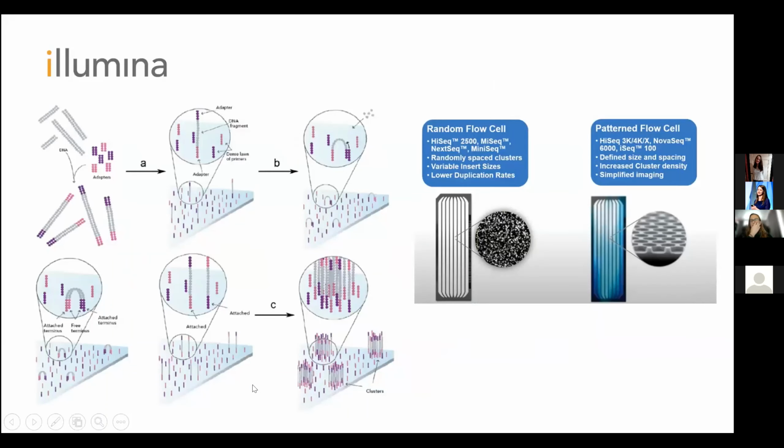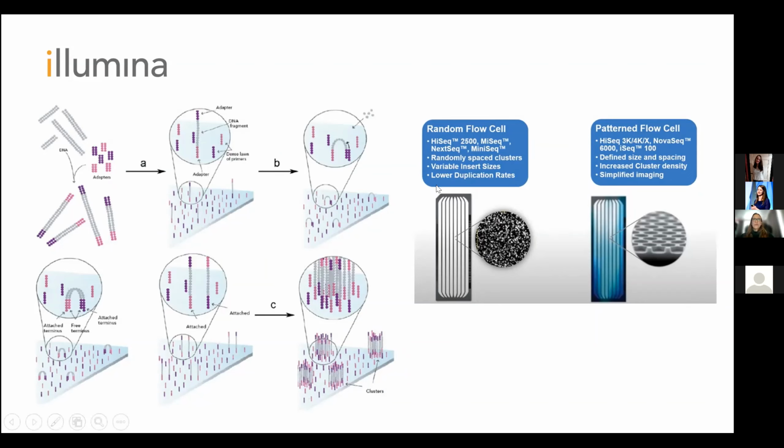So first is Illumina. Illumina technology is a sequencing by synthesis approach and is currently the most used technology in the NGS market. After the adapter is attached to the sample, this DNA is transferred to the flow cell. The flow cell is a patterned microarray that contains billions of nanowells, and each nanowell contains oligos that are complementary to the adapter sequence.